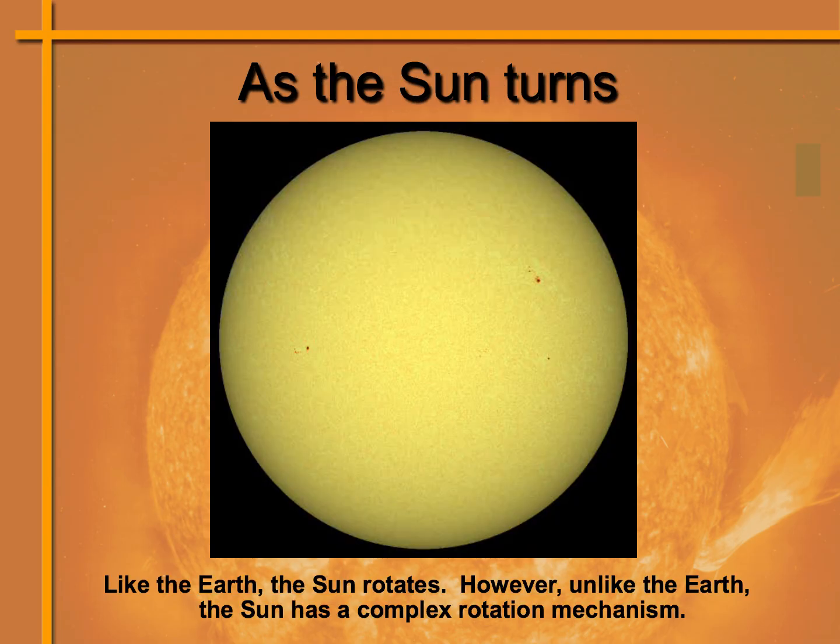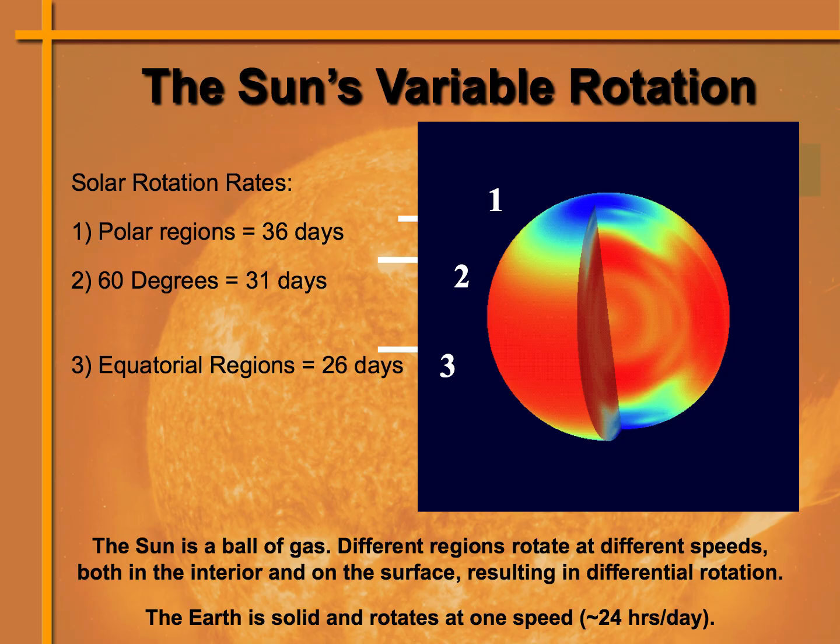Just like the Earth and the rest of the planets do, the sun rotates on its axis. We can tell how fast the sun rotates by watching these dark places on the sun called sunspots. The sun's rotation is actually a lot more complex than Earth's rotation, though. The sun experiences what's called differential rotation.